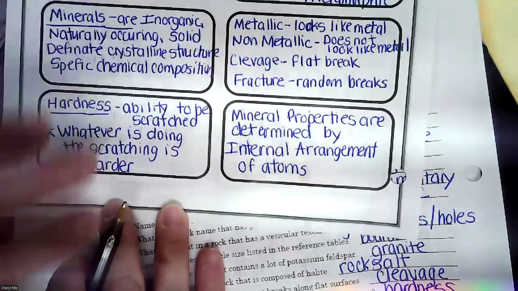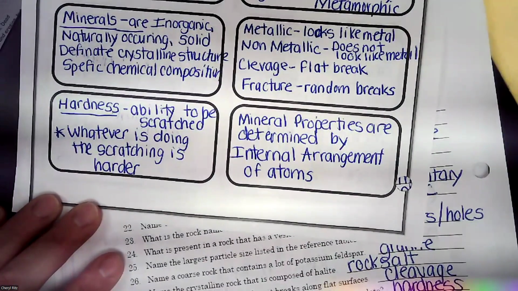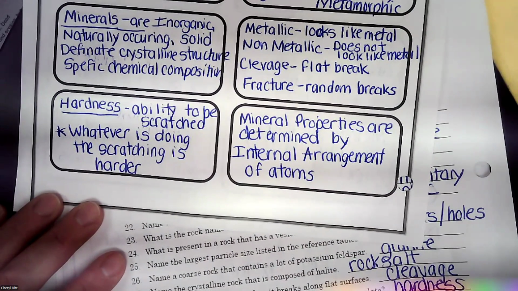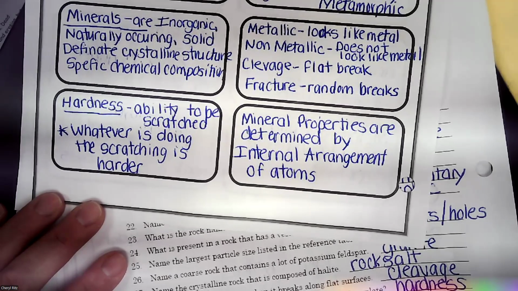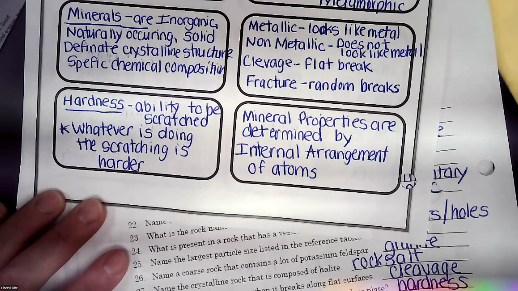So, for example, granite and diamonds have very, very different properties. Their hardness is different. Their luster is different. Their cleavage or fracture is different because of how the atoms are arranged, their internal arrangement of atoms.